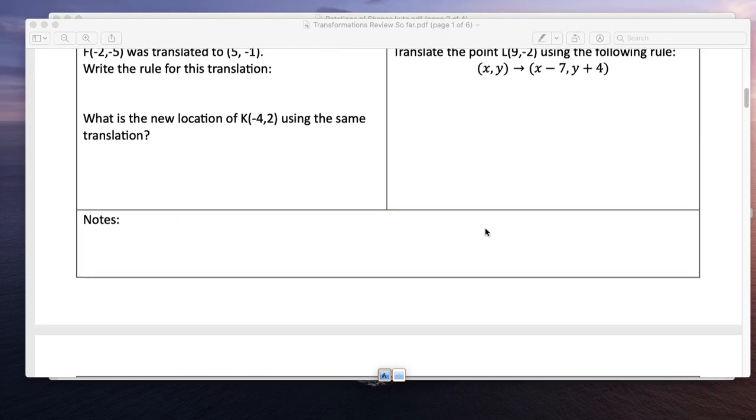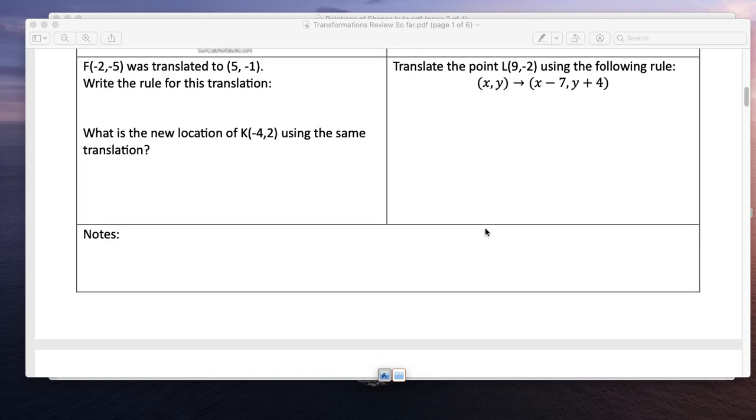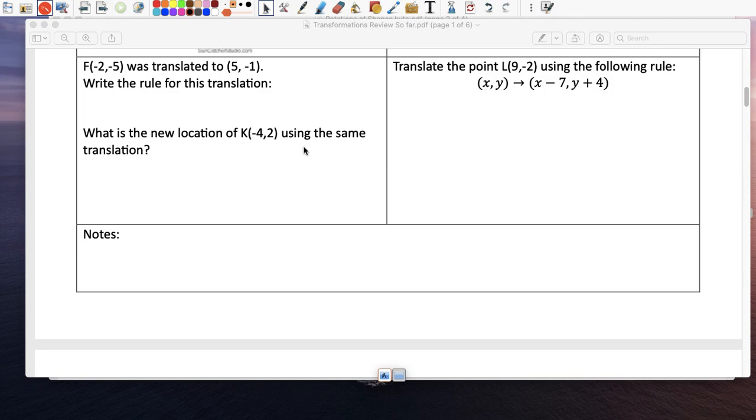On these problems we don't have the benefit of the coordinate grid, so we have to figure it out without it. You can draw it just to think about it. So let's write it here. Think about -2 and -5.